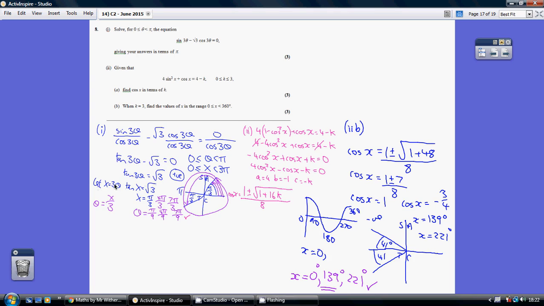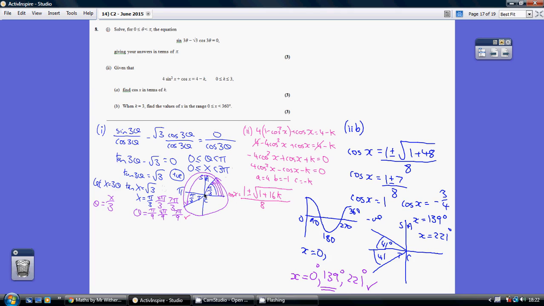Now let's let capital X equal 3 theta. So by substitution we need to solve tan X equals root 3. We also need to change our boundary, so theta isn't between 0 and pi, but because capital X is 3 lots of theta, our boundaries are now between 0 and 3 pi.